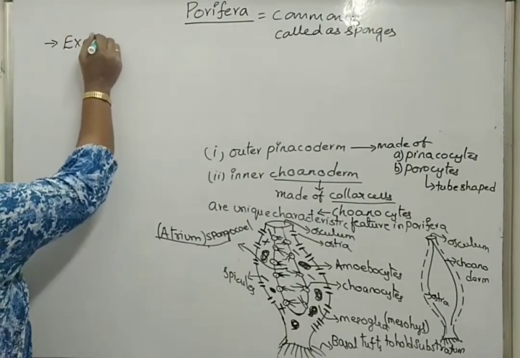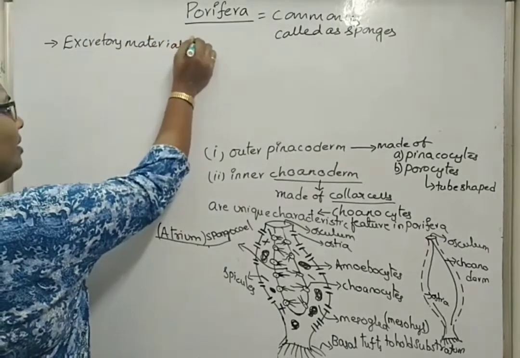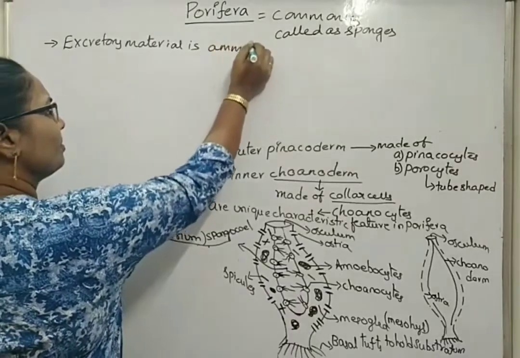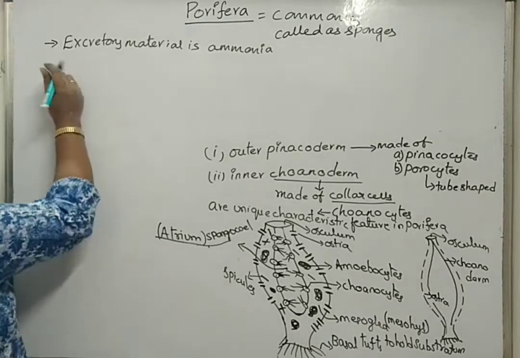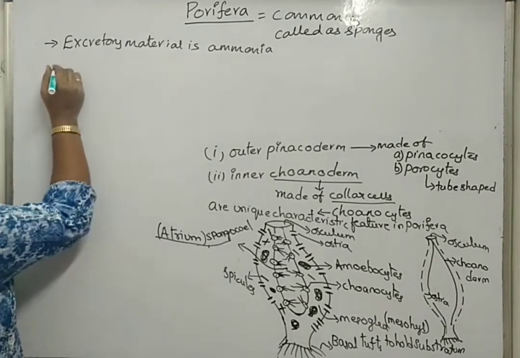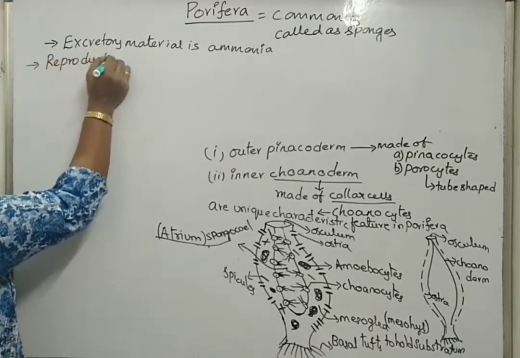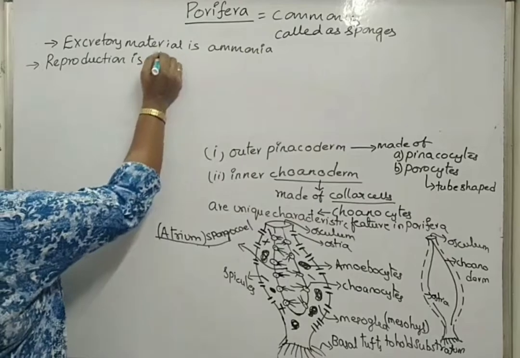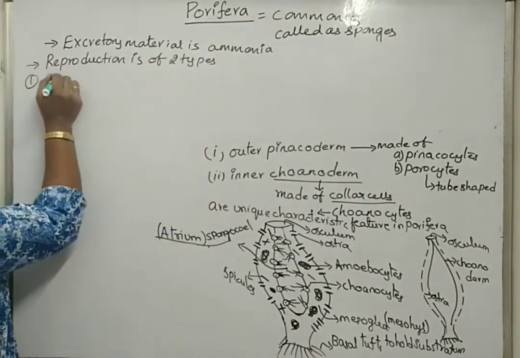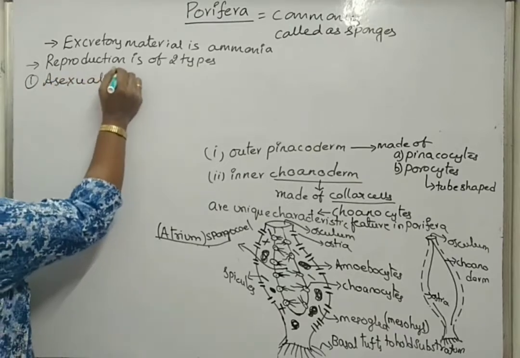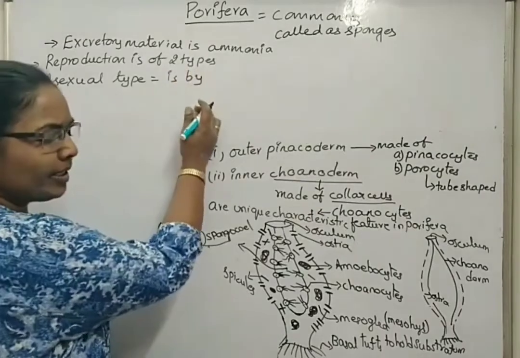Excretory material from sponges is ammonia. Reproduction takes place by two types, that is asexual and sexual type of reproduction. First one, asexual type of reproduction is by fragmentation method.